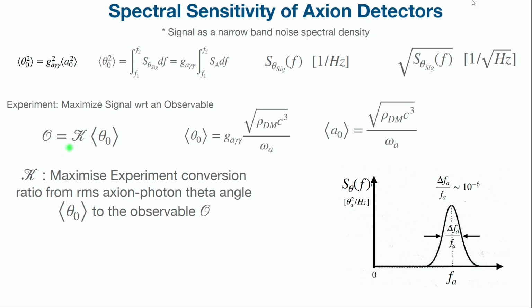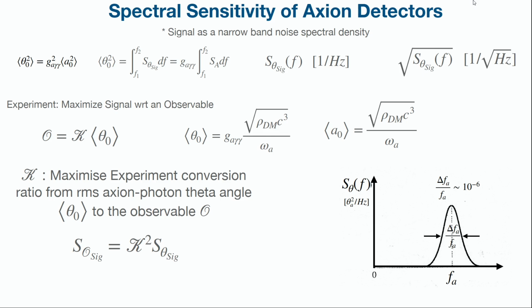And you've got this conversion between the two, and I call this a transductance because you're transducing this to your observable. As an experimentalist, I want to maximize this, and I want to minimize any noise in my system, so I can measure this. That's the goal.